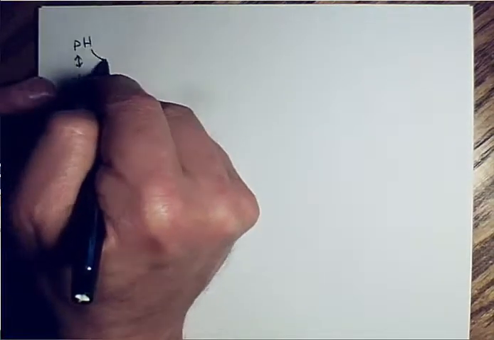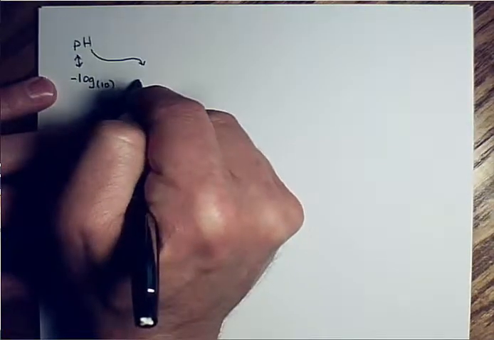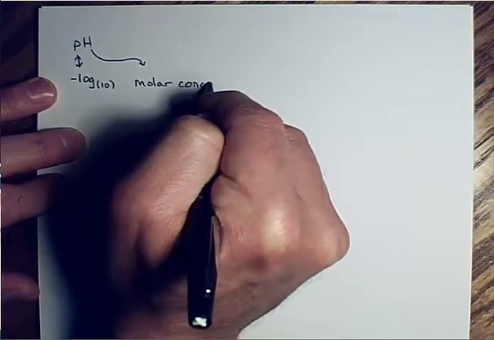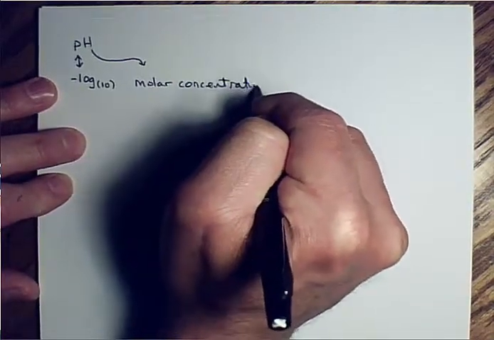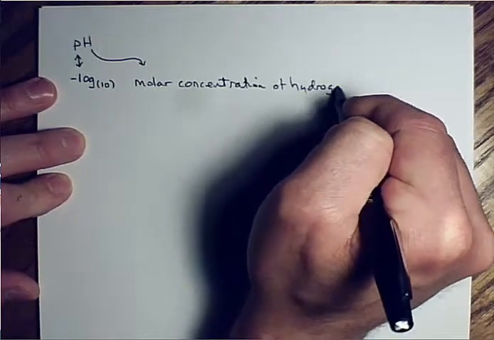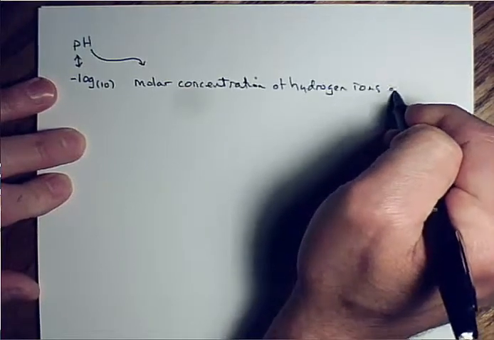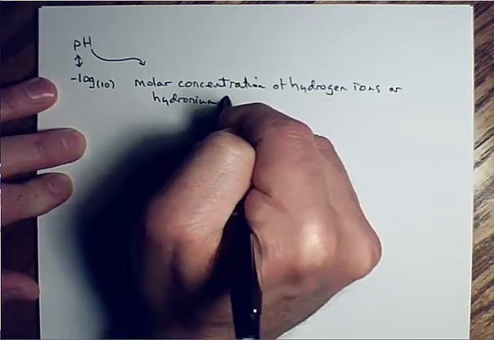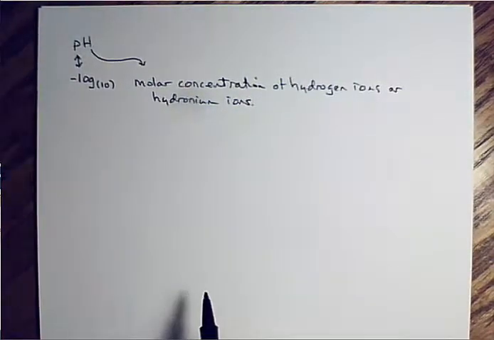The H part means the molar concentration of hydrogen ions or hydronium ions. It turns out hydrogen ion and hydronium ion concentration are going to be the same.